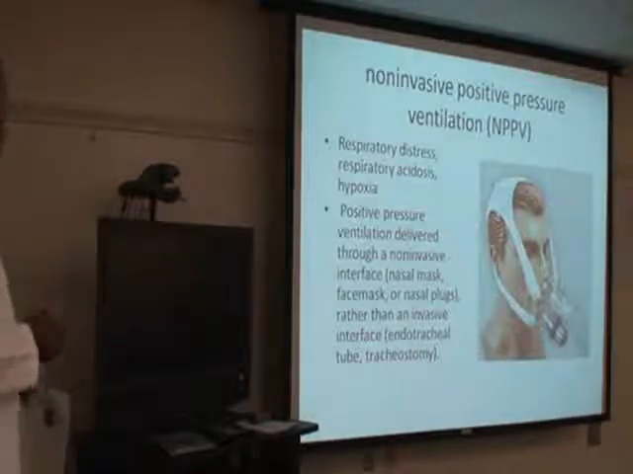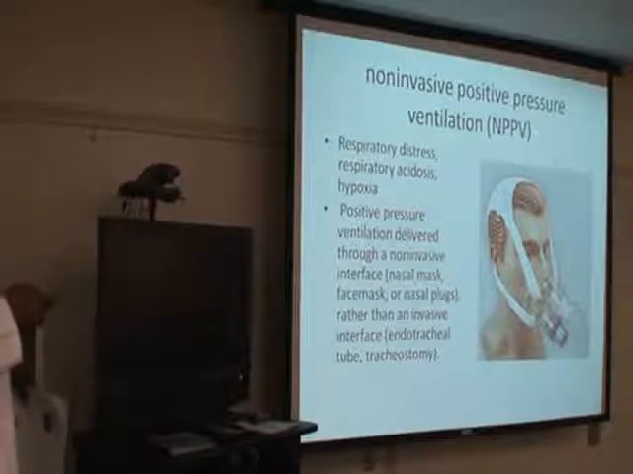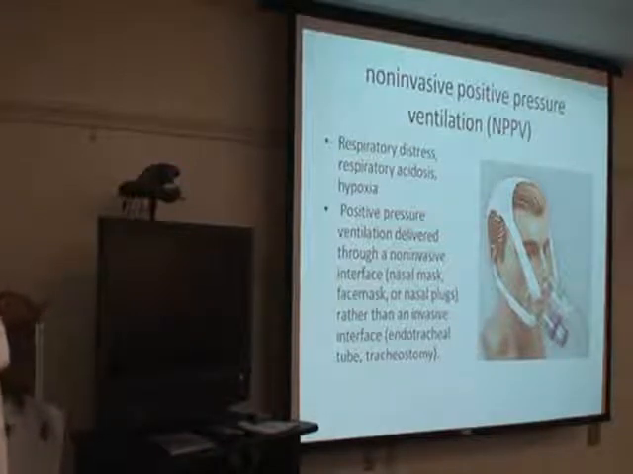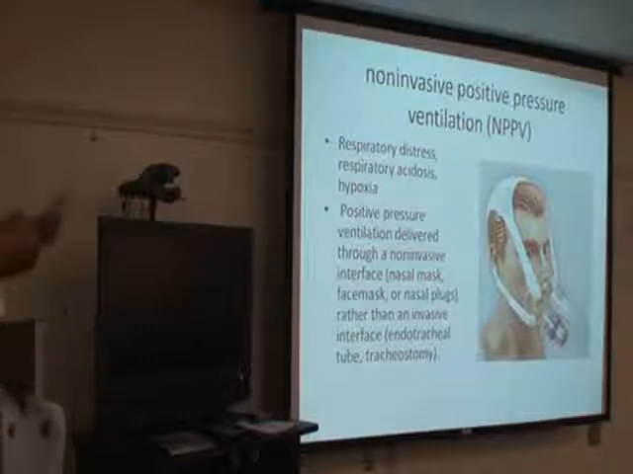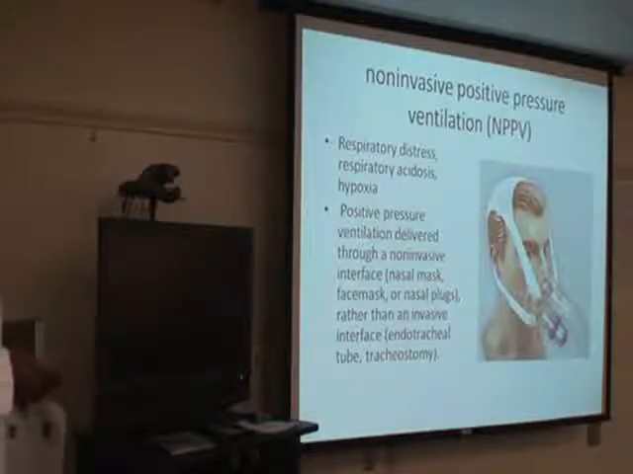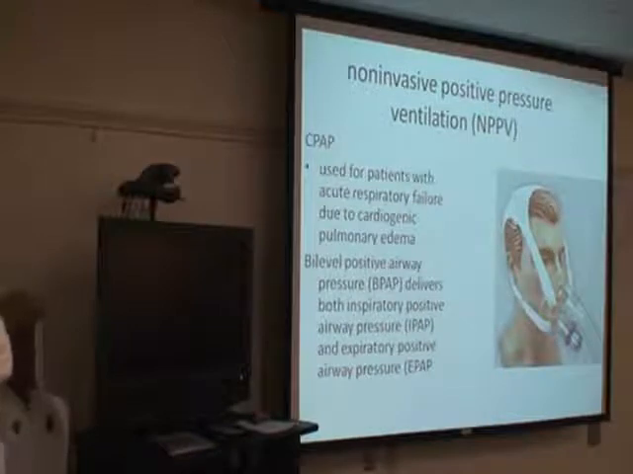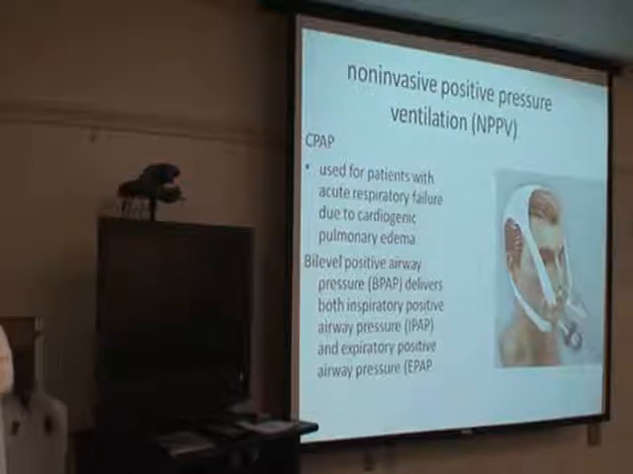So we use non-invasive positive pressure ventilation in patients who are in respiratory distress, who have respiratory acidosis, or who are hypoxic. Positive pressure ventilation is delivered through a non-invasive interface, like a nasal mask, face mask, or nasal plugs, rather than an invasive interface such as intubation or a tracheostomy. Okay? We use CPAP for patients with acute respiratory failure due to cardiogenic pulmonary edema. We can also use BiPAP. BiPAP delivers both inspiratory positive airway pressure and expiratory positive airway pressure.